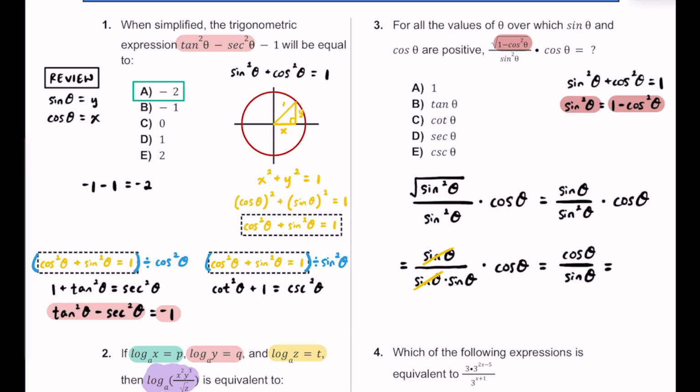Now, another one of our trig identities is that if you know that sine over cosine is equal to tangent, then cosine over sine, or the reciprocal, is going to be equal to cotangent, which is the reciprocal of tangent of theta. And so using some of our trig identities, we can see that C would be our final answer.